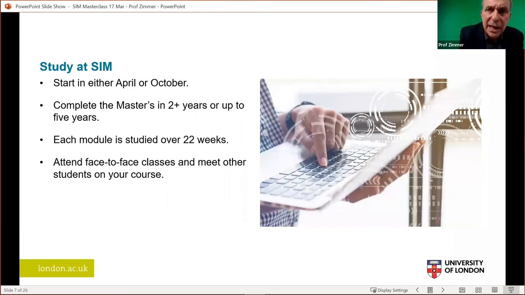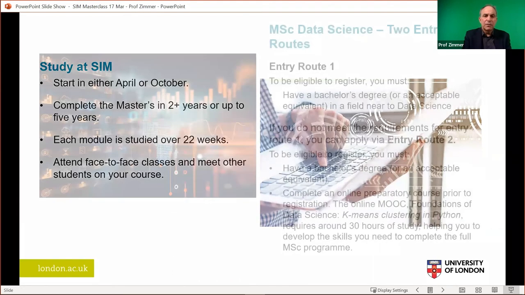If you study at SIM, that puts you at a big advantage over most of the students. Most of the students only have access through the web, and they don't have access to face-to-face people. They don't get in a room with other students, and they don't get to meet a teacher. So being at SIM, you get a real advantage over most students that way, and it shows in the results.